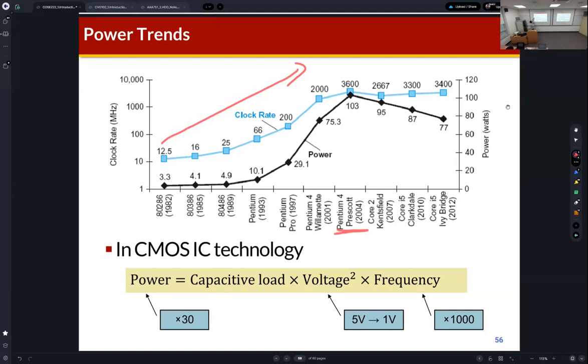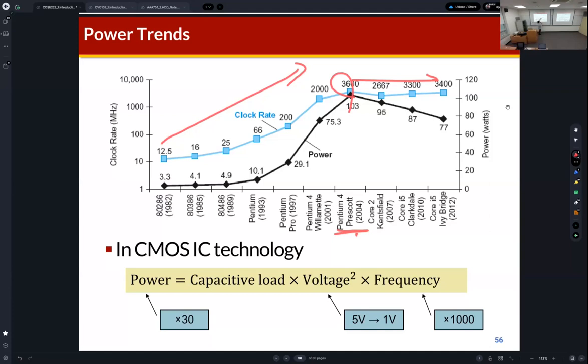So you need to remember that this is the log scale. Which means the clock frequency has increased exponentially until 2004, when it reaches 3.6 gigahertz. But after that, we can notice that the clock frequency has been maintained. After the Pentium 4 Prescott, the clock frequency is around 2.6 gigahertz to 3.4 gigahertz.